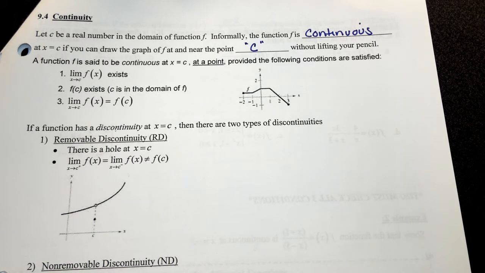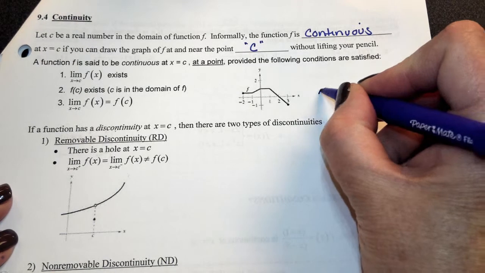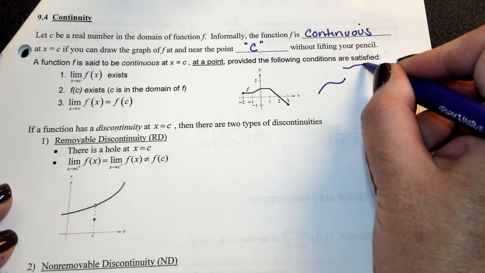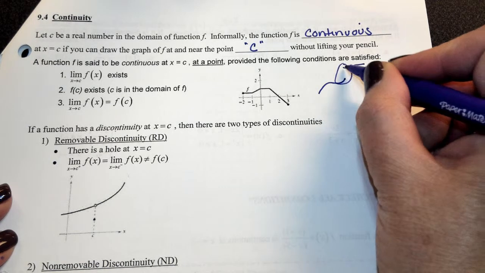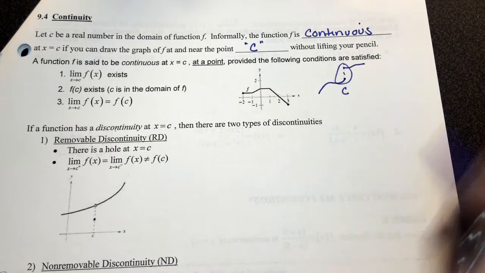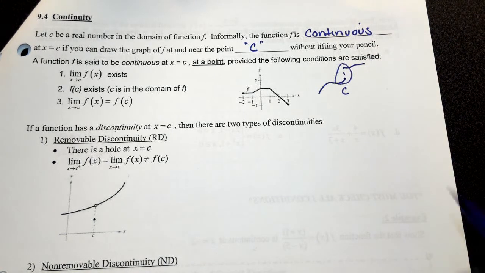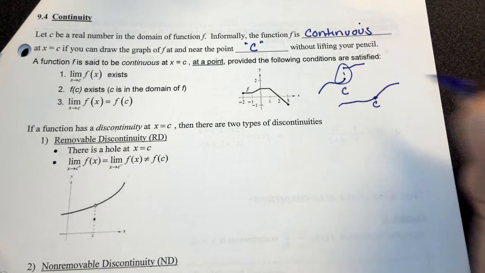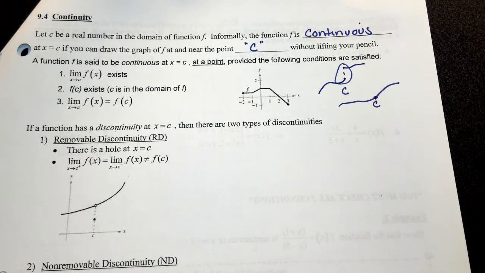We say it's continuous. In other words, if I have to draw my graph, stop, lift it up, and continue drawing it, then we say it's not continuous at that particular x value. If you can simply draw your whole graph without lifting your pencil, then we say it's continuous at c. That's the informal definition of continuous.